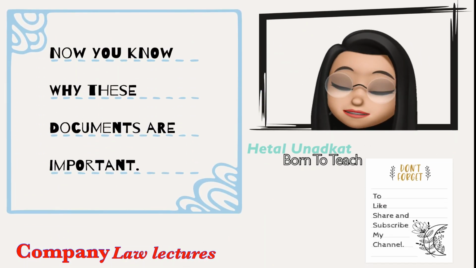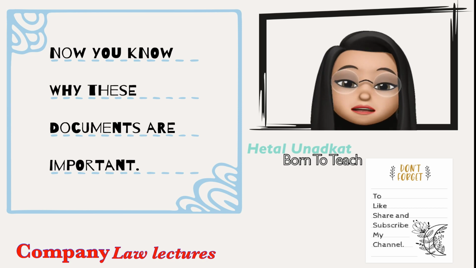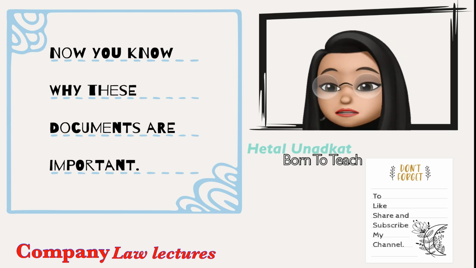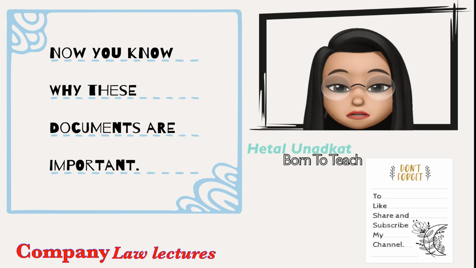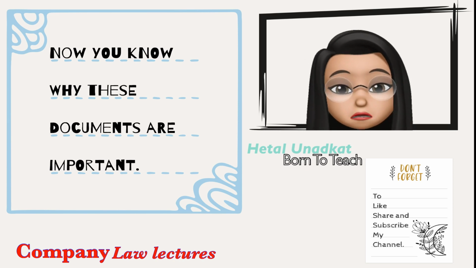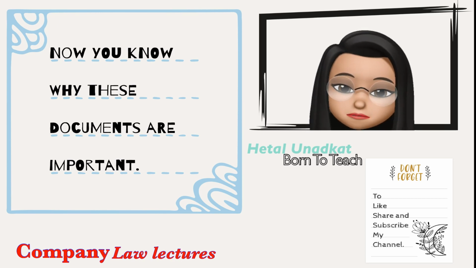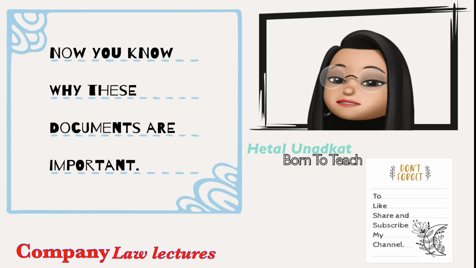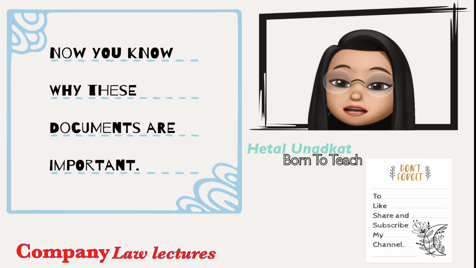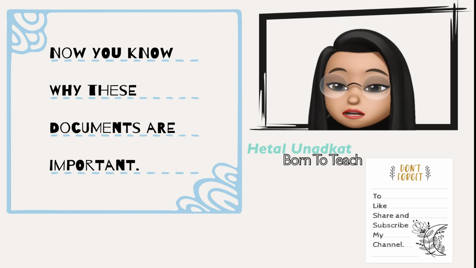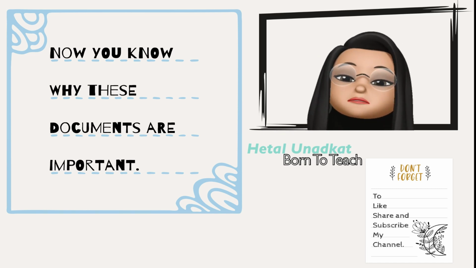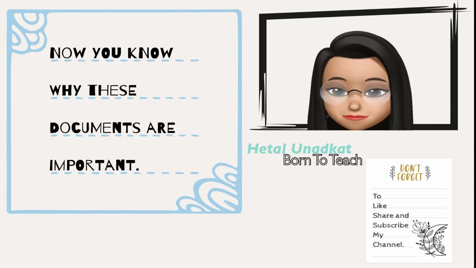So that's why these two documents are very important, because the MOA gives you basic information about the company and the AOA gives you the rules and regulations and tells you how to run your company. That's why they are very important documents and a company needs to have them at the time of incorporation.